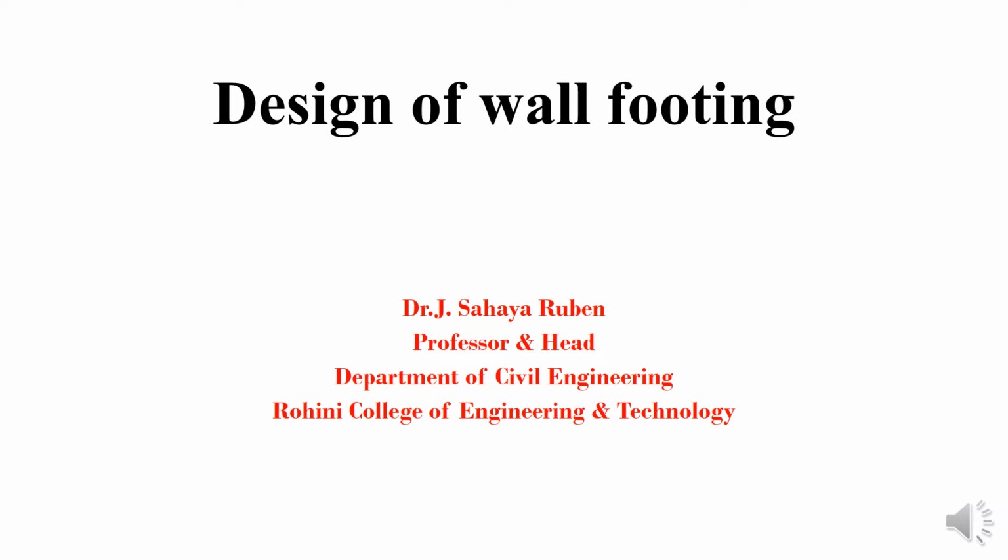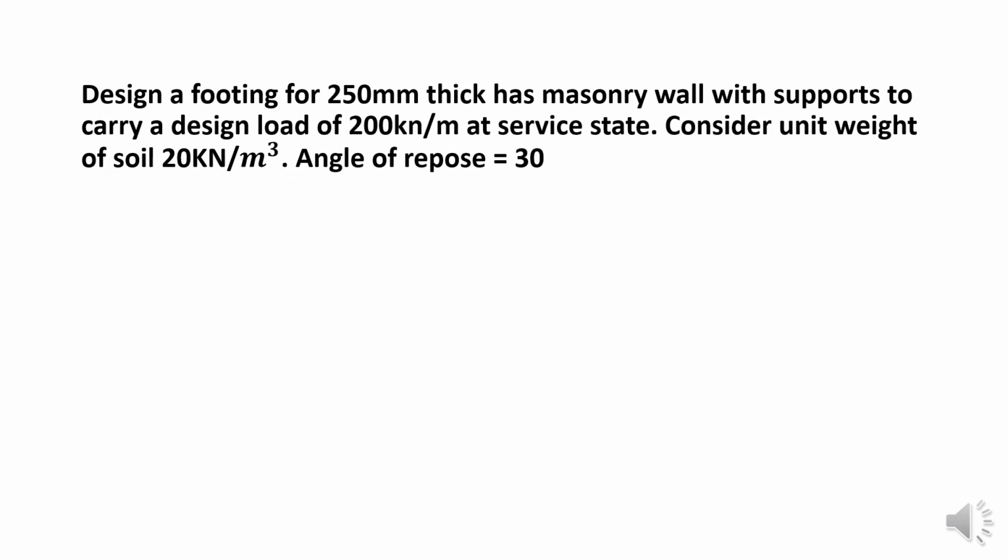Let us see the design problem. Design a footing for a 250 mm thick masonry wall to carry a design load of 200 kN per meter at the service state. Consider the unit weight of the soil as 20 kN per meter cube. Angle of repose is 30 degrees.